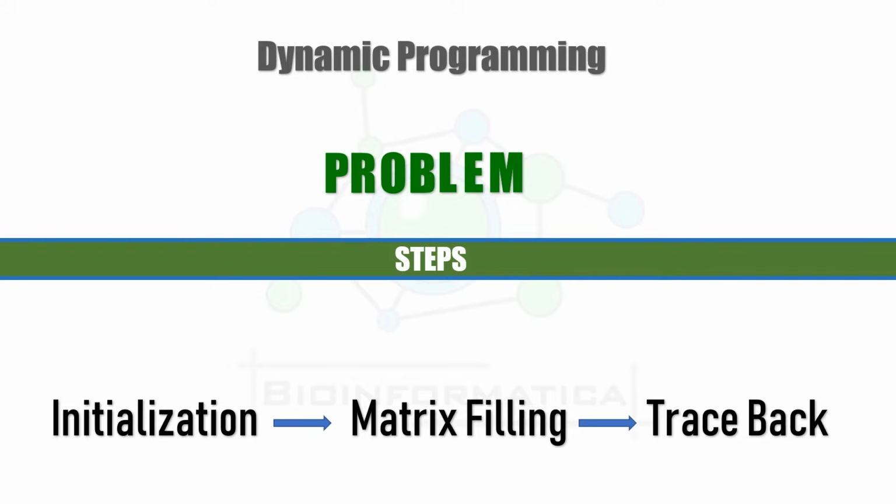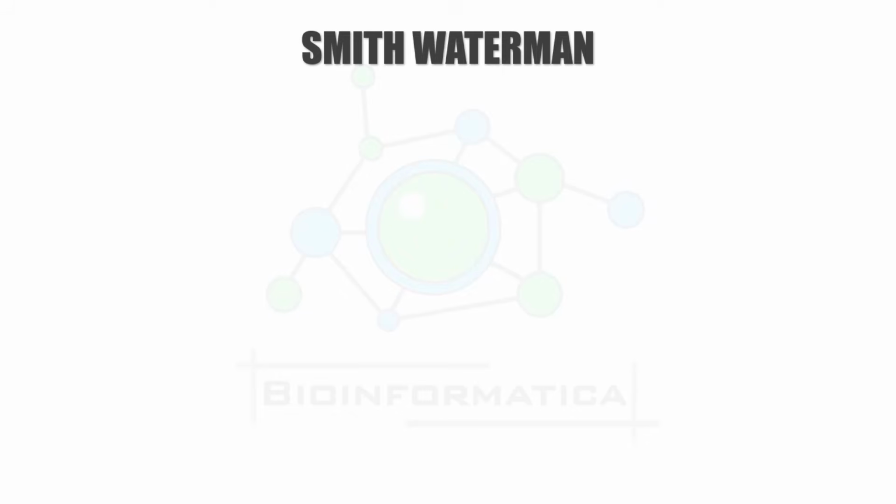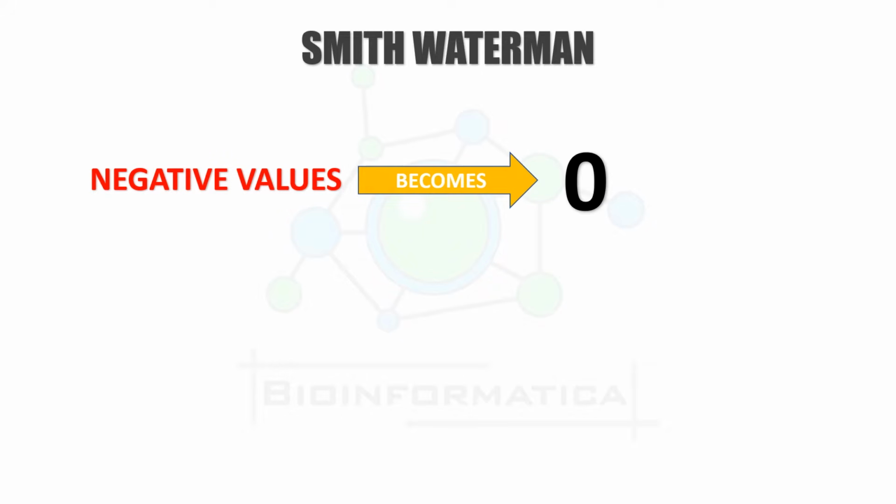We have a detailed video on global alignment and Needleman-Wunsch. If you haven't watched it yet, please click on the I button to get a basic idea about the working of this algorithm. Basically, the Smith-Waterman algorithm is pretty much similar to the Needleman-Wunsch algorithm. The main difference is that all the negative values we get during the matrix preparation become zero in the Smith-Waterman algorithm.